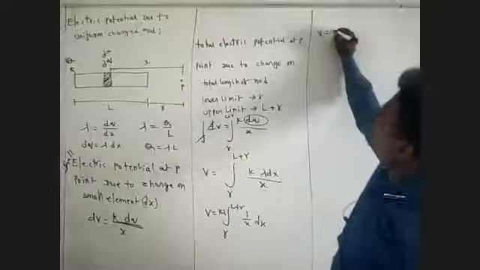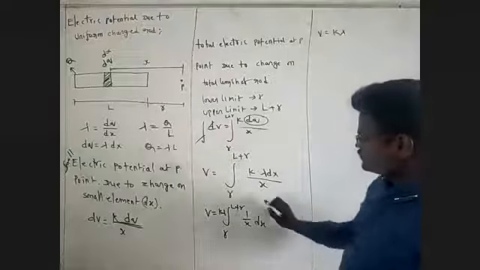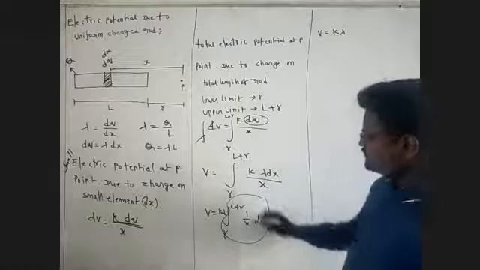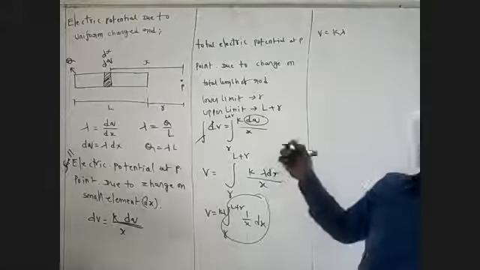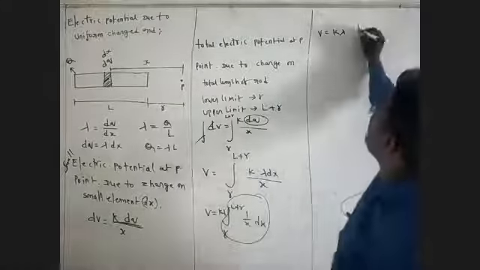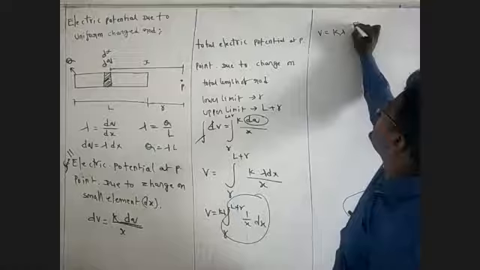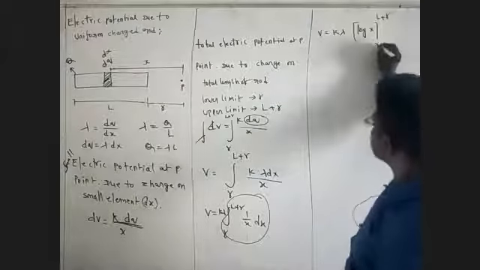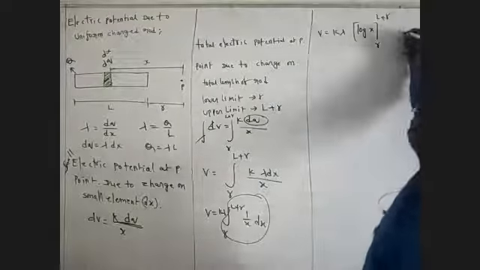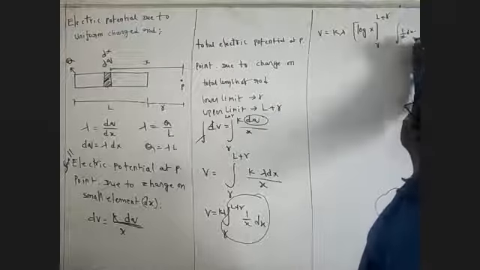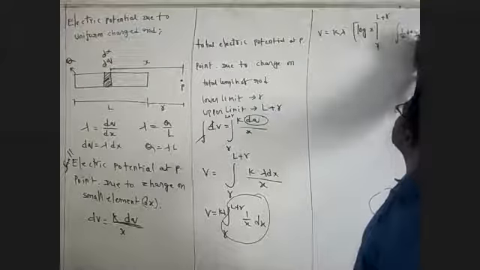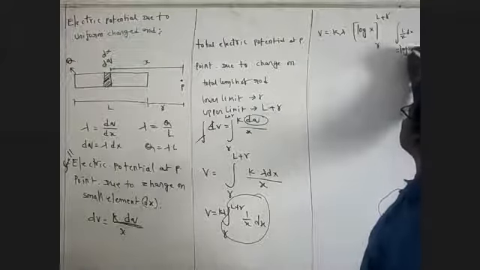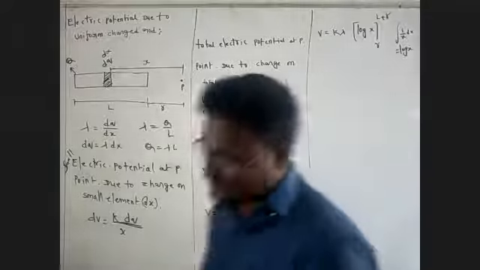So V is equal to lambda k times the integral of 1 by x dx, which is log x, with the upper limit L plus R and the lower limit R. The integral of 1 by x dx is log x.